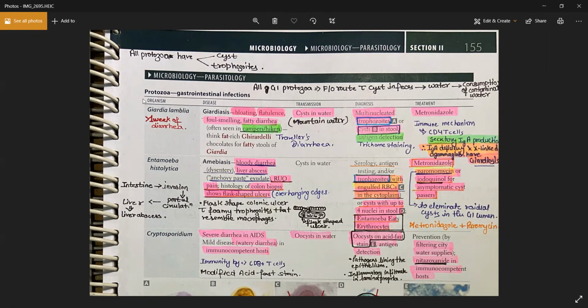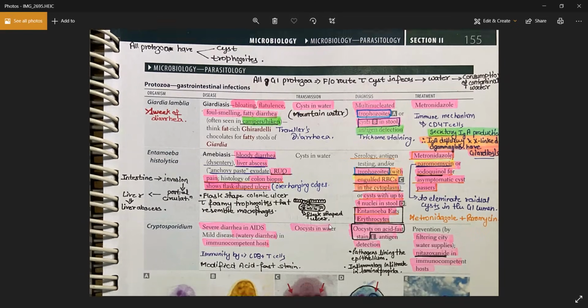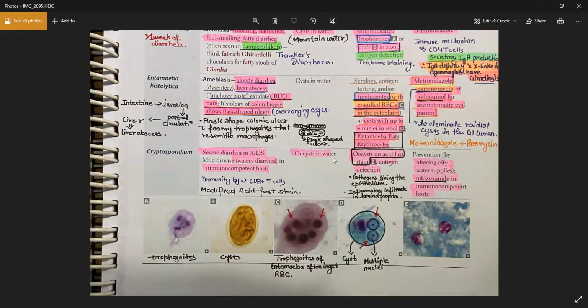Okay, so this would be your Giardia, and the transmission will occur due to contaminated water. Okay, most probably mountain water, and these are the cysts in the water you need to know. And how will you make the diagnosis? Well, in the stool examination, what you will see is the multinucleated trophozoites, or the cyst in the stool. These are the trophozoites of the Giardia. As you can see, there are two nuclei here. So they are the multinucleated trophozoites.